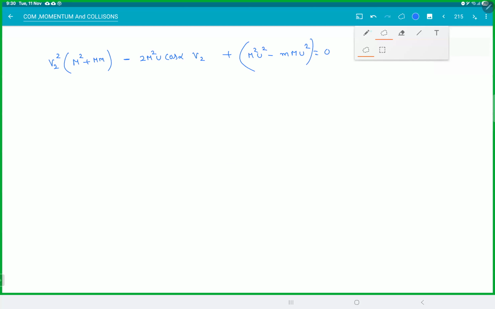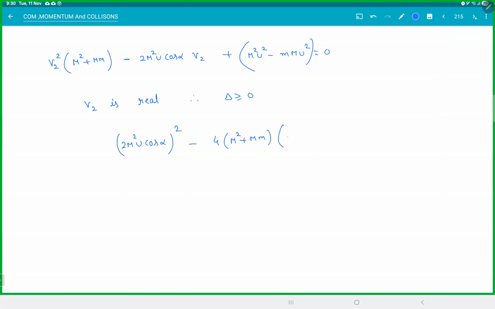Now here v2 is the velocity of the ball. So after the collision, the ball will keep going in some direction. So v2 has to be real. Therefore, discriminant delta must be greater than or equal to 0. So the discriminant delta will be 2M square u cos alpha whole square minus 4a, which is M square plus Mm, times M square u square minus Mm u square, must be greater than or equal to 0.